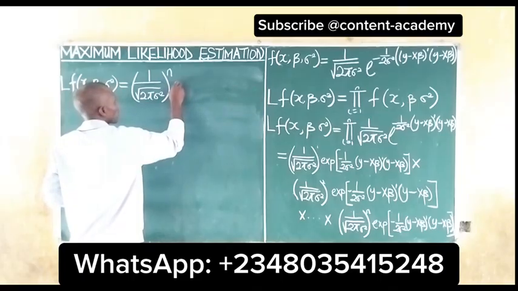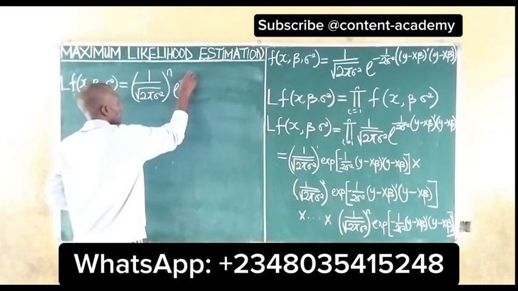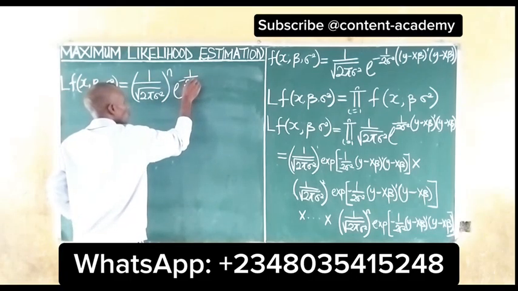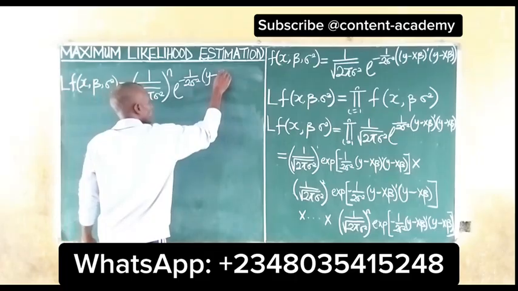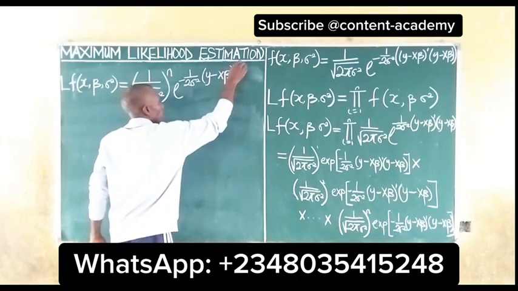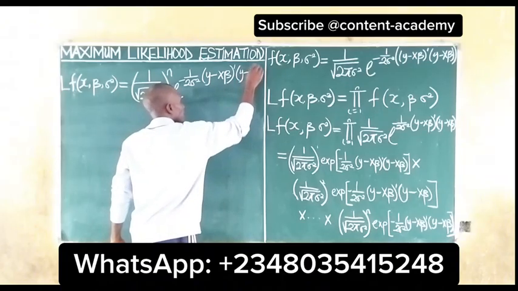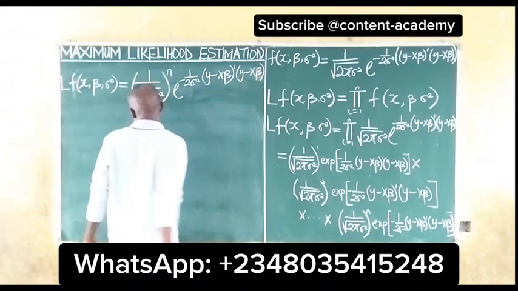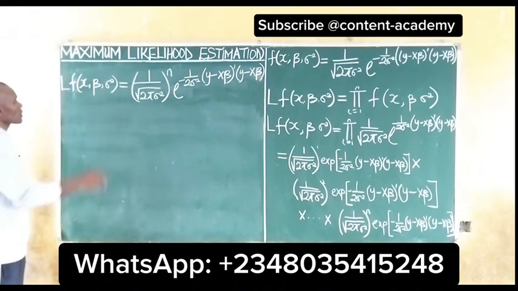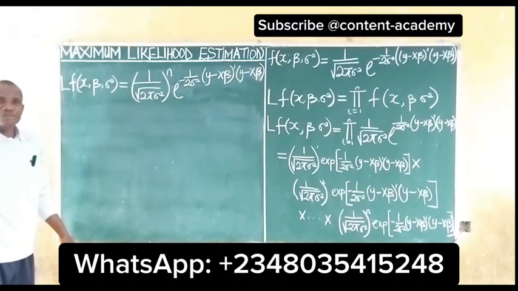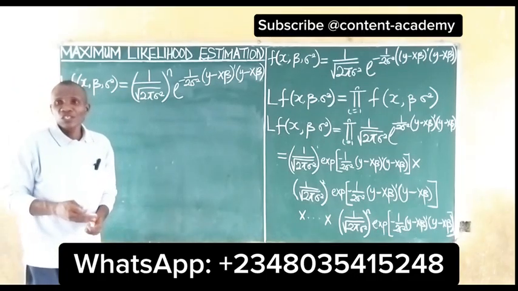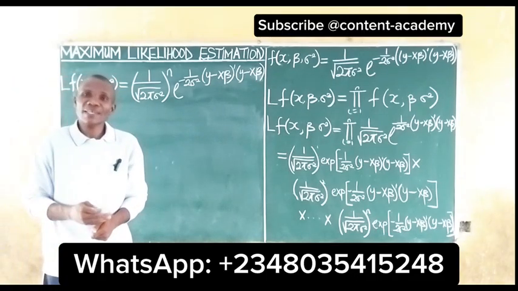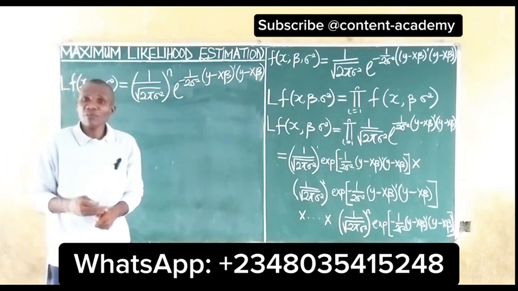So we have here exponential negative 1 all over 2 sigma squared into y minus xb transpose and y minus xb. So this becomes our likelihood function. We are also asked to find the maximum likelihood. How do we find the maximum likelihood?